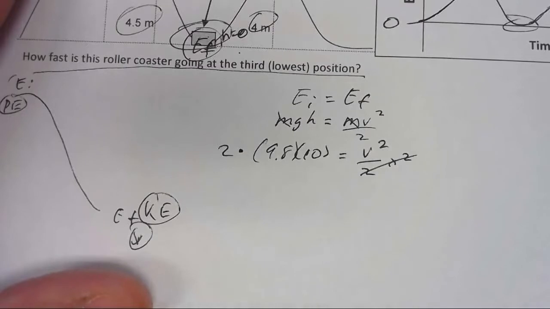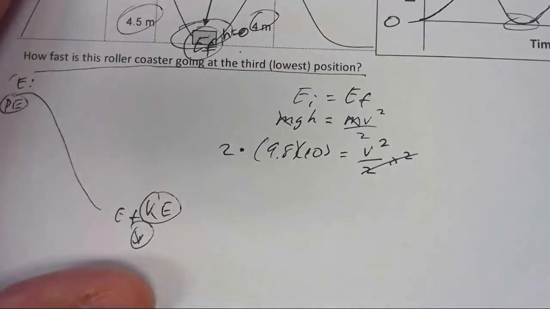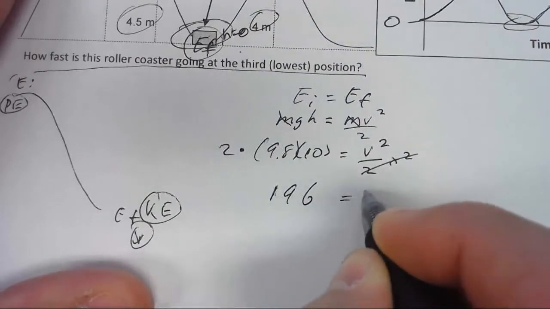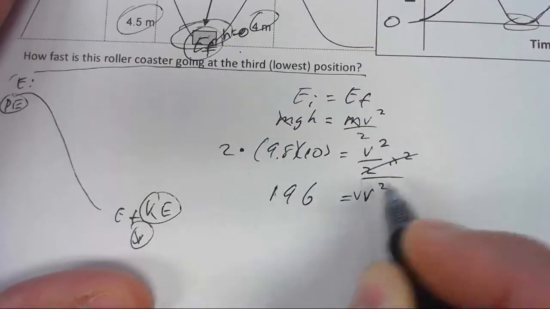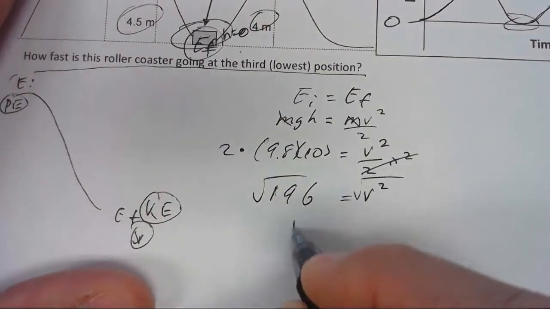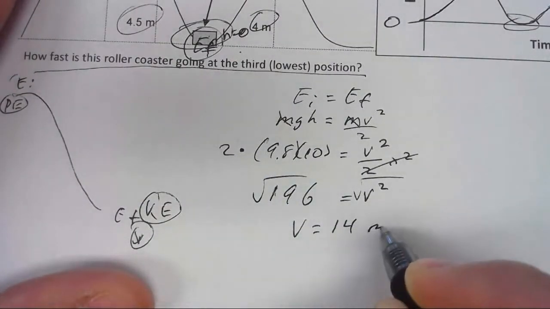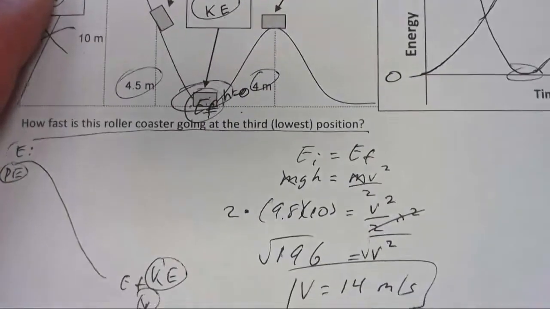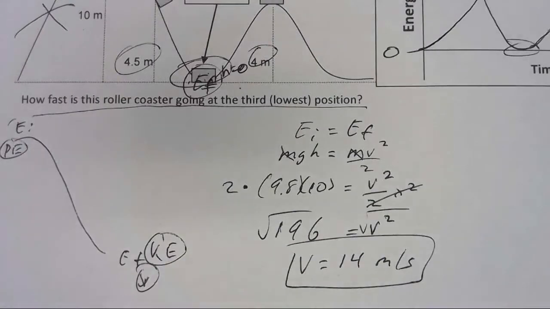So I got 2 times 9.8 times 10, which is 98 times 2, which gives us 196. Still got v squared left over here, and then we're going to take the square root of 196, and it'll give us exactly 14 meters per second. So we know that this roller coaster has to be moving at 14 meters per second at the very bottom. That's the fastest speed on this particular roller coaster. All right, that'll just about do it for conservation of energy.